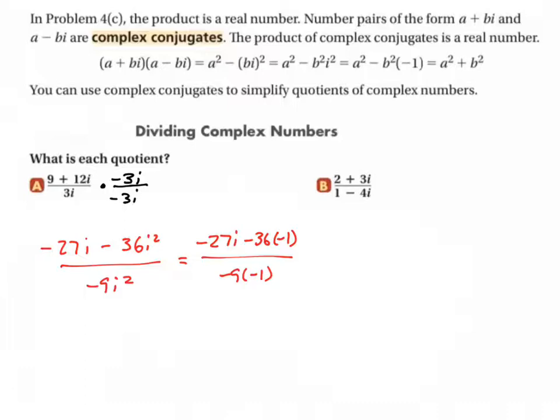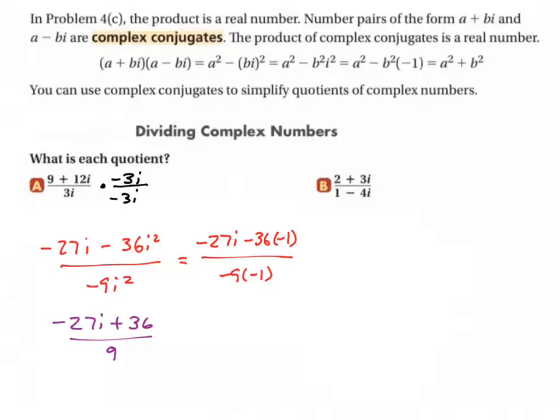So here, we know that the minus 36 and the negative 1 are going to make this addition, so we're going to get negative 27i, still stays where it is. This becomes plus 36, and then on the bottom, this becomes a positive 9. And ideally, we can still simplify all of this.